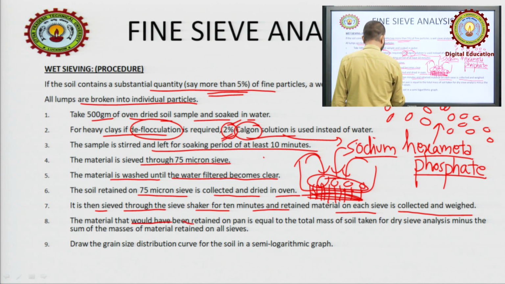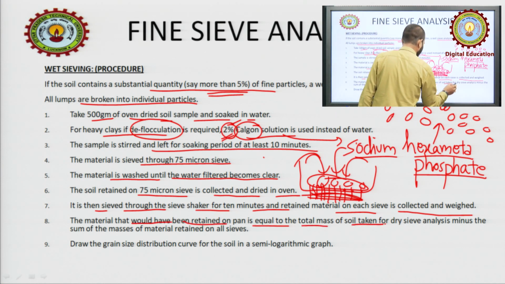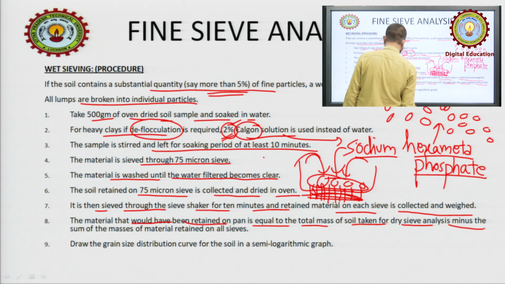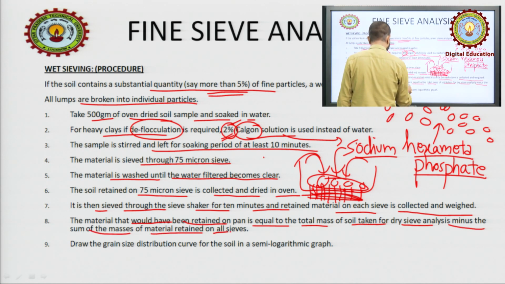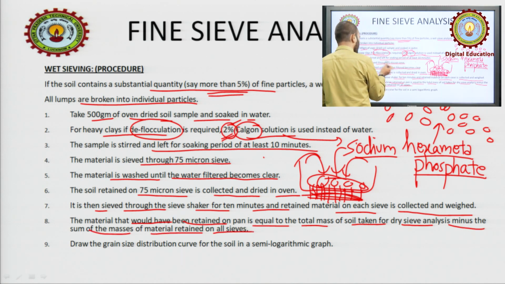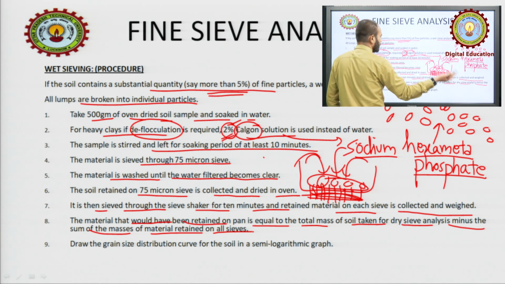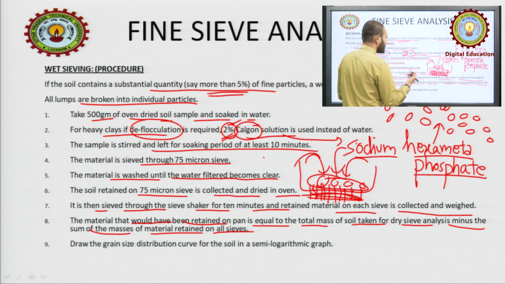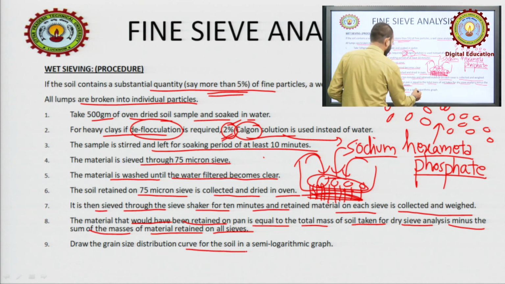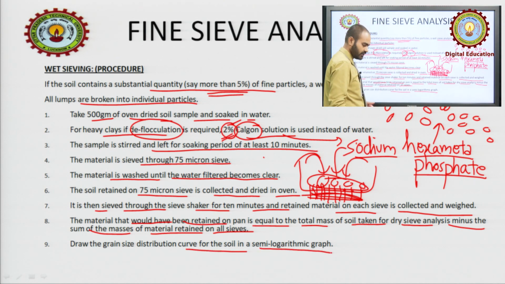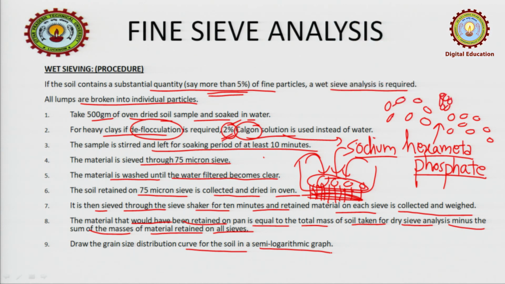The material retained on the pan equals the total mass of the soil taken in dry analysis minus the sum of the masses retained on all sieves. Means we are again doing the same as we did in dry sieving. We will be calculating how much is retained on each, then how much is passing, and then we will form the semi-logarithmic graph, or particle distribution curve.